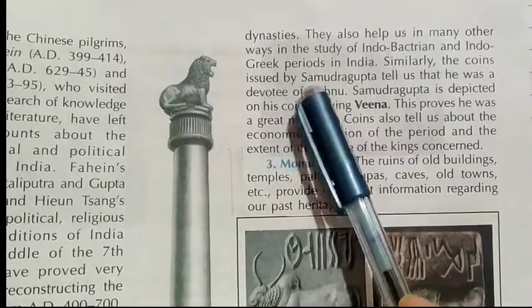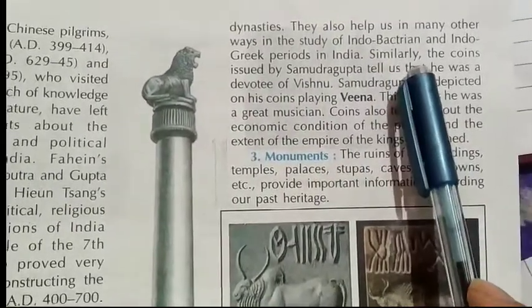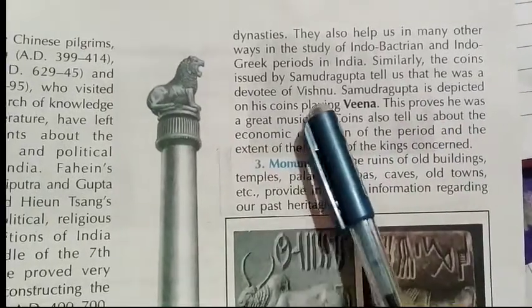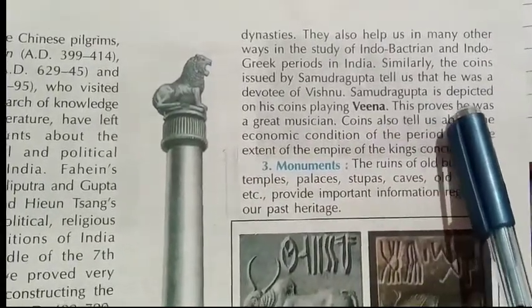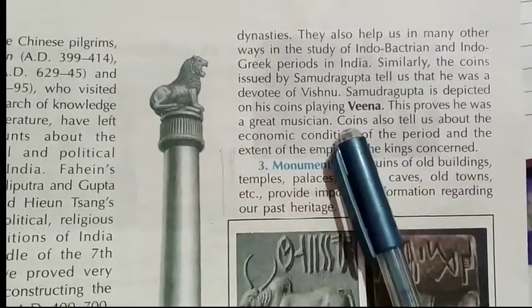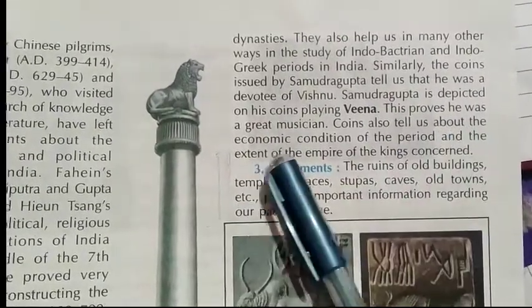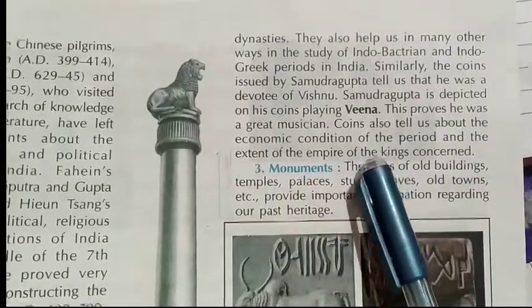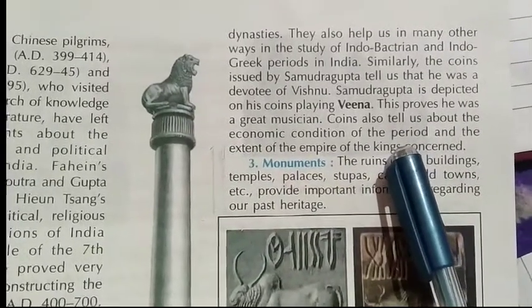Similarly, the coins issued by Samudragupta tell us that he was a devotee of Vishnu. Samudragupta is depicted on his coins playing the veena. This proves he was a great musician. Coins also tell us about the economic condition of the period and the extent of the empire of the kings concerned.